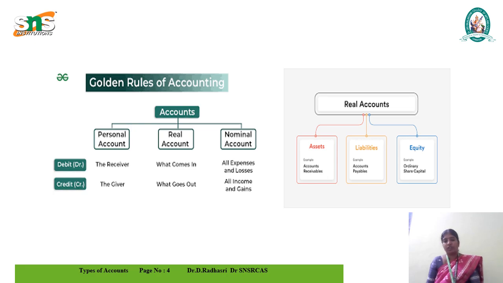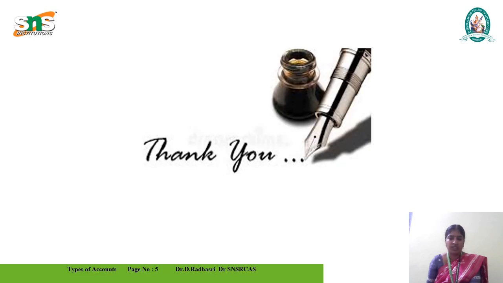Already we know the golden rules of the accounts: nominal account, personal account, real account, and the two categories of debit as DR and credit as CR. In the personal account, debit is the receiver and credit is the giver. In the real account, debit what comes in and credit what goes out. In the nominal account, debit all expenses and losses, credit all income and gains. In the real account, assets, liabilities and equity are handled. These are the golden rules of the accounts. Thank you.